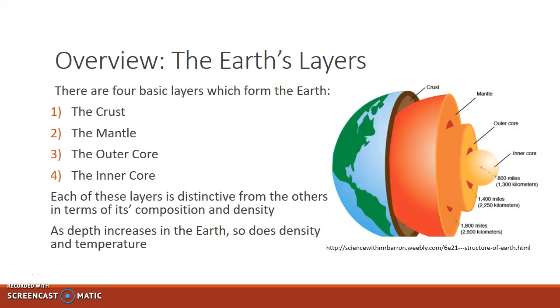So let's do a little bit of an overview to start off. There's the four basic layers which form the Earth. We have the crust, the mantle, the outer core, and the inner core. Each of these layers is distinct from the others in terms of its composition and its density. As depth increases in the Earth, so does density and temperature.